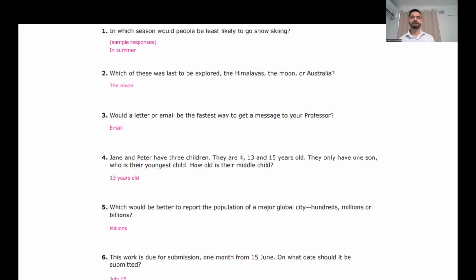Okay, which would be better to report the population of a major global city? Hundreds, millions, or billions? Obviously millions, because it's talking about a city. It's not talking about a country. Some of the countries' population can be reported in billions, for example, China and India. But this is talking about a major global city. It has to be millions.